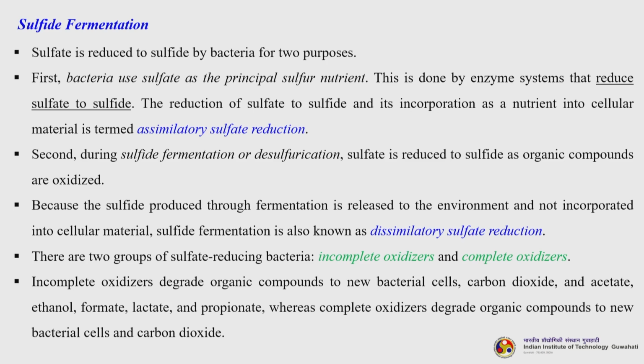Because the sulfide produced through fermentation is released to the environment and not incorporated into the cellular material, sulfide fermentation is also known as dissimilatory sulfate reduction. There are 2 groups of sulfate reducing bacteria. First group is called incomplete oxidizers and the second are complete oxidizers. Incomplete oxidizers degrade organic compounds to new bacterial cells, carbon dioxide and acetate, ethanol, formate, lactate and propionate, whereas complete oxidizers degrade organic compounds to new bacterial cells and carbon dioxide. So, you can see that the incomplete oxidizers actually produce so many different types of products.